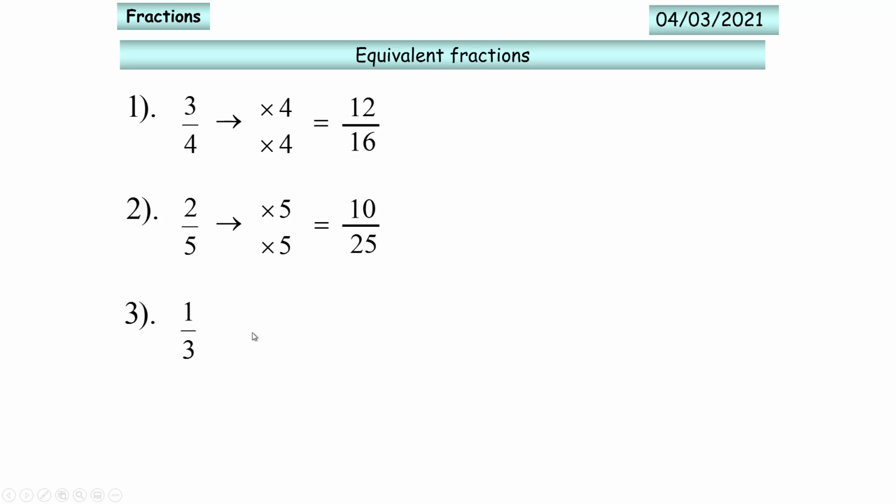Let's have a look at another one. Here we've got a third, and if I multiply the numerator by 3, I've got to multiply the denominator by 3. Whatever you do to the top, you've got to do to the bottom. 3 1s are 3, and 3 3s are 9.